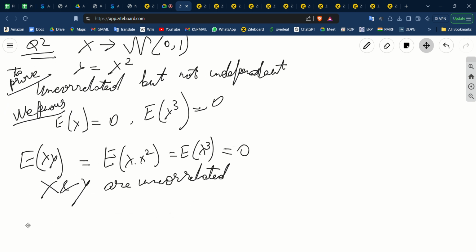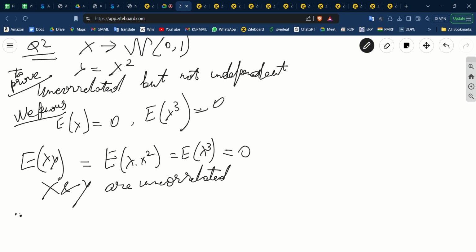But now we have to show it's not independent, that is, it is dependent. So we take this example: P of 0 less than x less than 1 and y greater than 1. What is the probability that x is between 0 and 1 and y is greater than 1? What will be the probability?